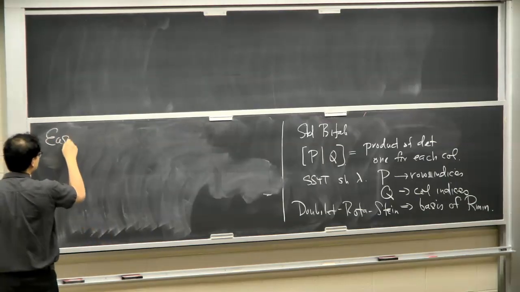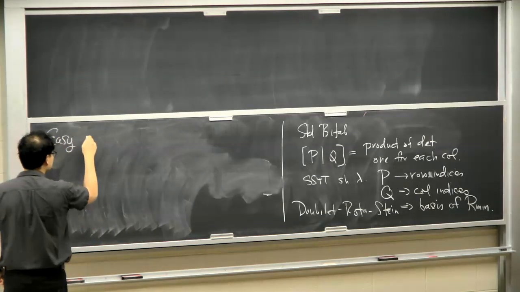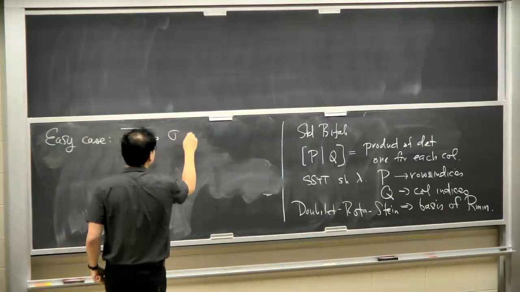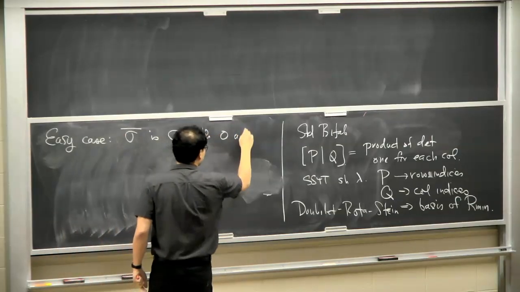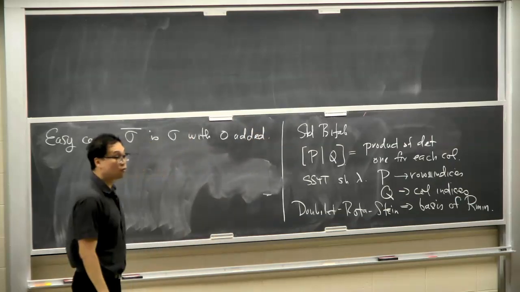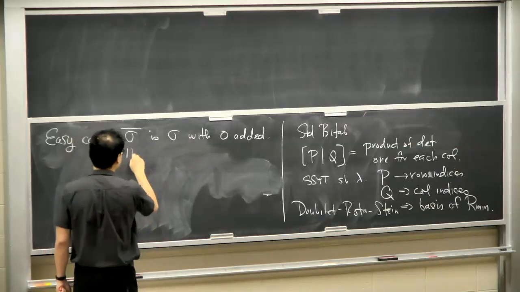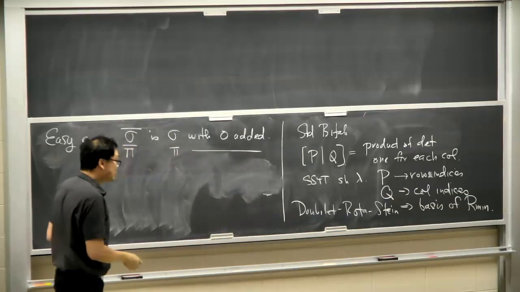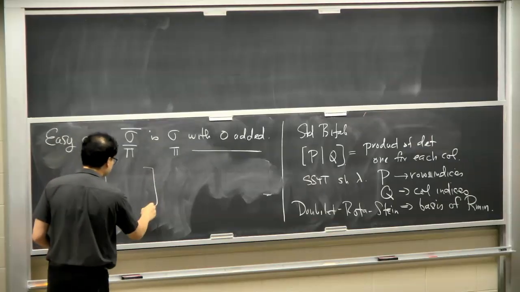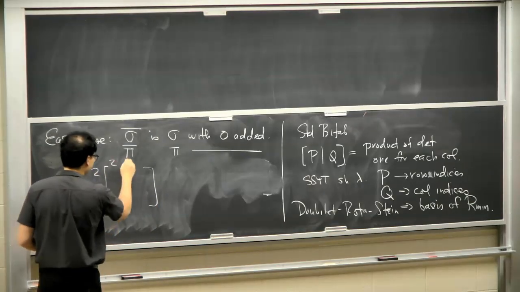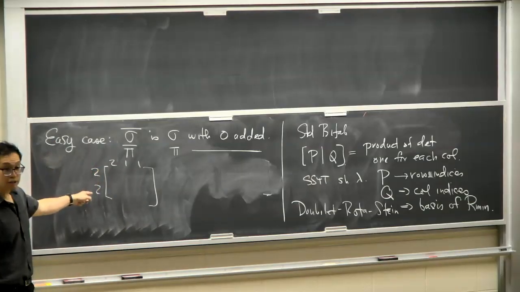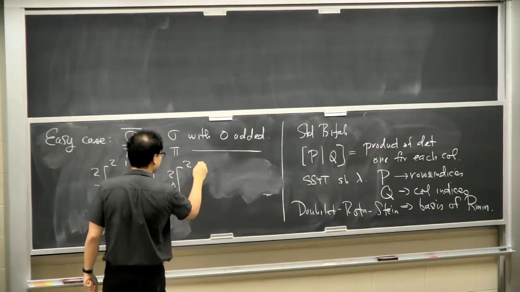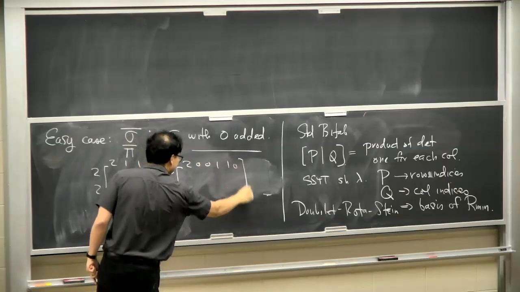Okay, there's an easy but useful case. That's if sigma bar is sigma with a zero added or removed. Or similarly, pi bar is pi with a zero added or removed. So all I'm saying here is that if I have a matrix, I don't know, 2, 2, 2, 1, 1, with these row and column conditions, and I stick a zero somewhere, it doesn't change anything.